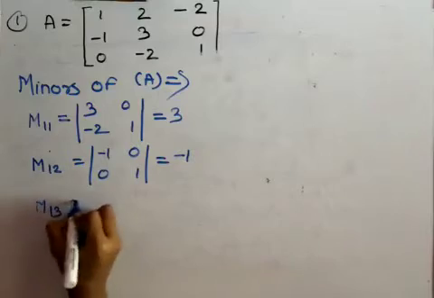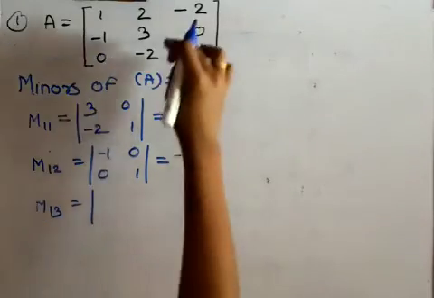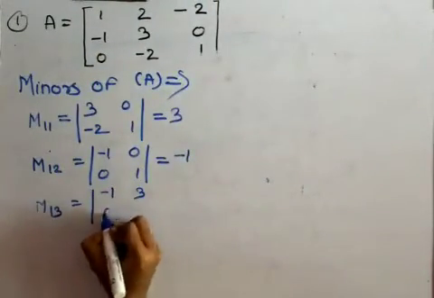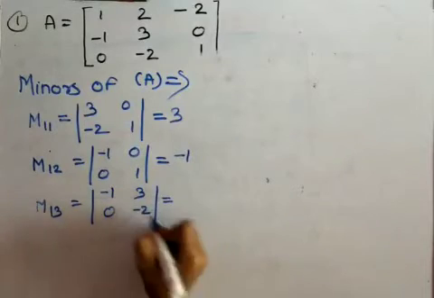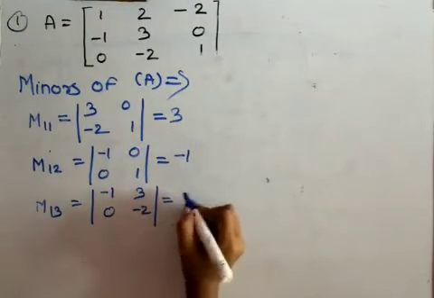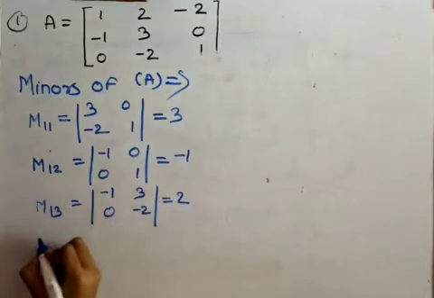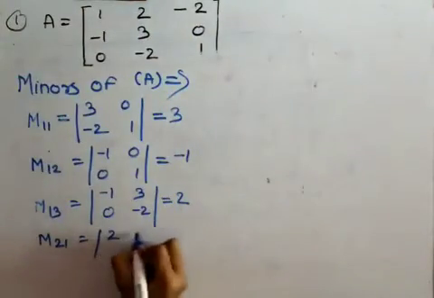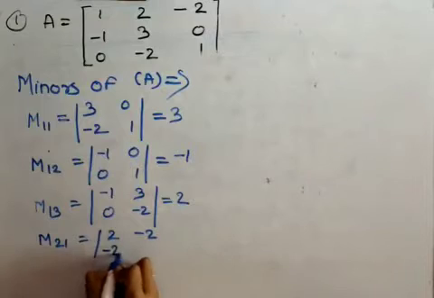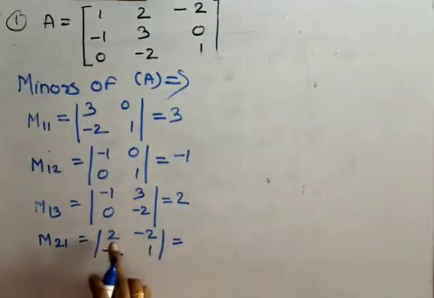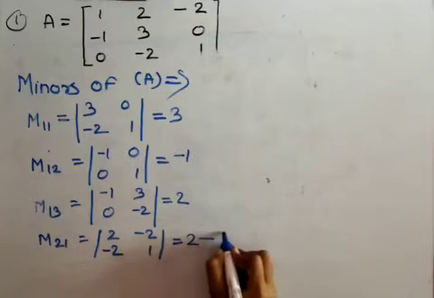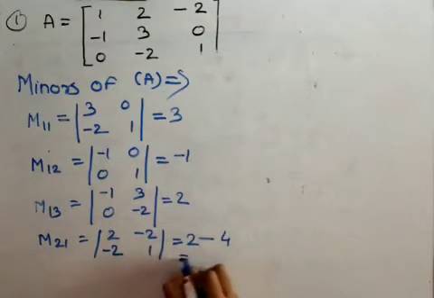Next, M13. For this first row and third column. So the remaining part is minus 1, 3, 0, minus 2. So we get minus 1 into minus 2, which is 2, and 0 into 3 is 0. Next, M21. Second row, first column. So the remaining part is 2, minus 2 and minus 2, 1. After cross multiply, 2 into 1 is 2, minus of minus 2 into minus 2, which is 4. So the answer is minus 2.